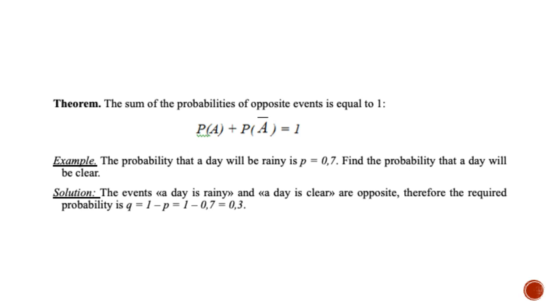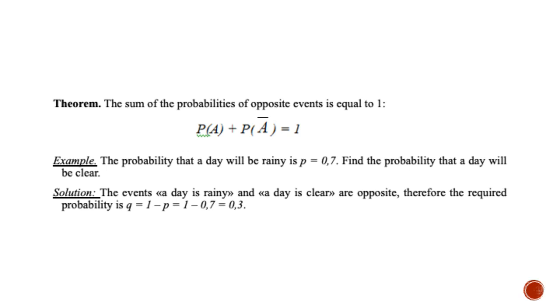Let's look at a simple example. Suppose the probability that a day will be rainy is 0.7. We want to find the probability that the day will be clear. The events, the day is rainy and the day is clear, are opposite because there are only 2 possibilities and they cannot both occur. Therefore, the probability of a clear day is simply 1 minus 0.7, which equals 0.3.